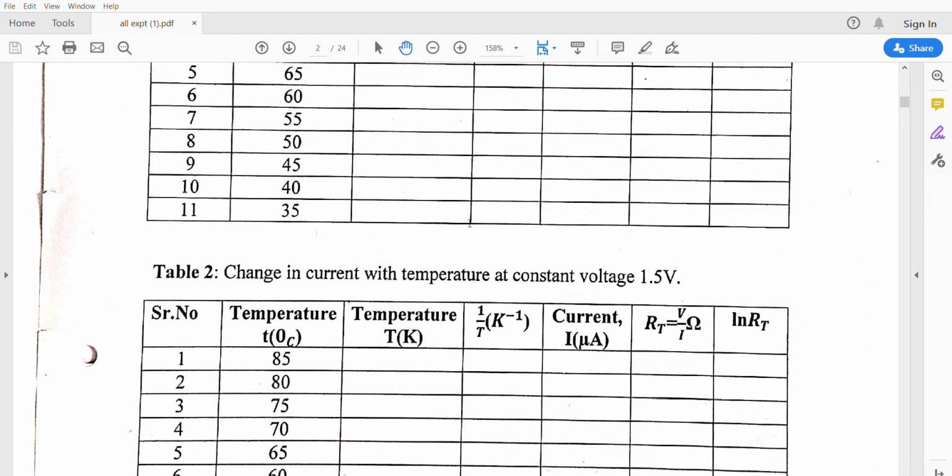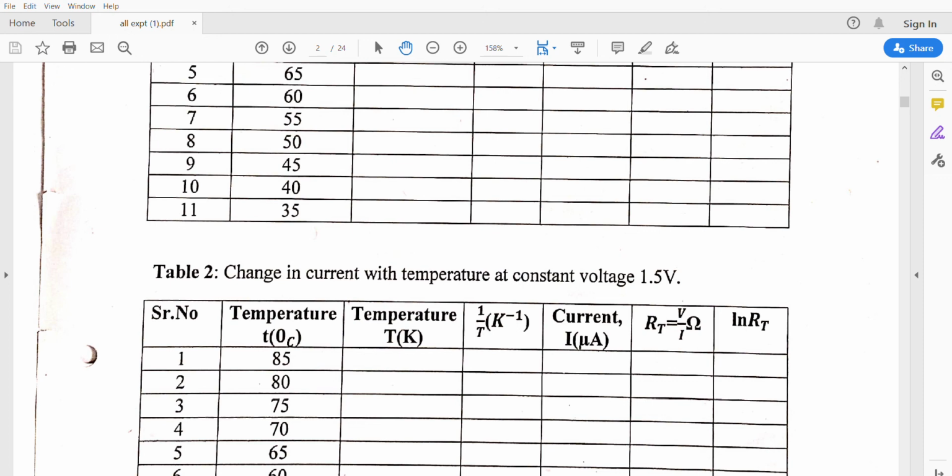We need to show some patience while taking the readings, and readings of current and temperature must be taken simultaneously. So at a particular temperature, we have to take the current reading also. Simultaneously we have to take temperature and current readings both.